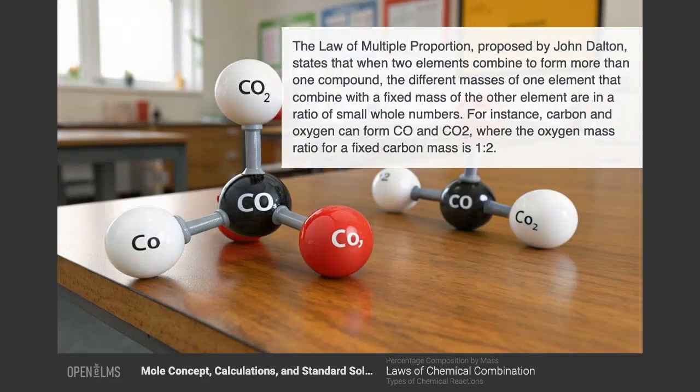The law of multiple proportion, proposed by John Dalton, states that when two elements combine to form more than one compound, the different masses of one element that combine with a fixed mass of the other element are in a ratio of small whole numbers. For instance, carbon and oxygen can form CO and CO2, where the oxygen mass ratio for a fixed carbon mass is 1:2.